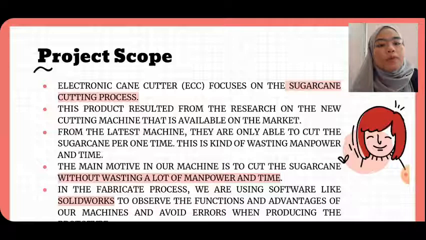The last one is, in the fabrication process, we are using software like SolidWorks to observe the function and advantages of our mission and avoid errors when producing the prototype.